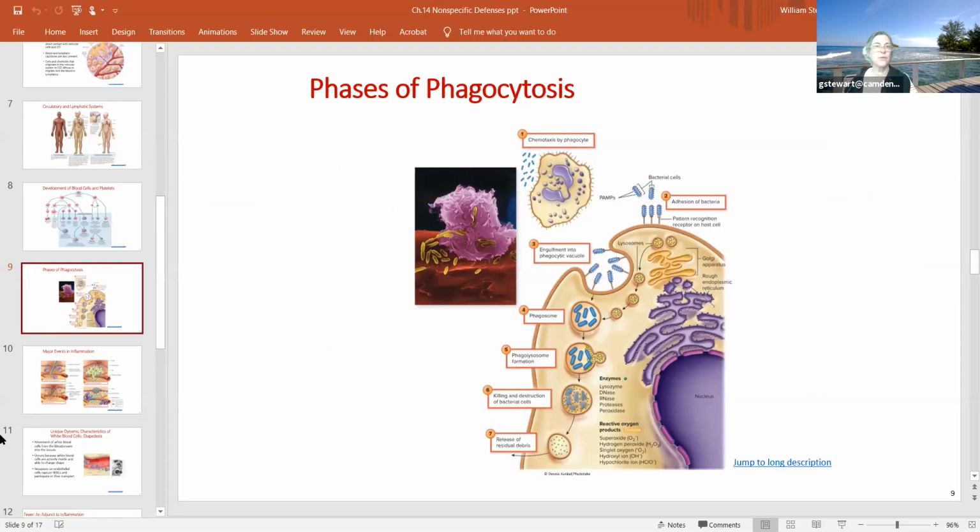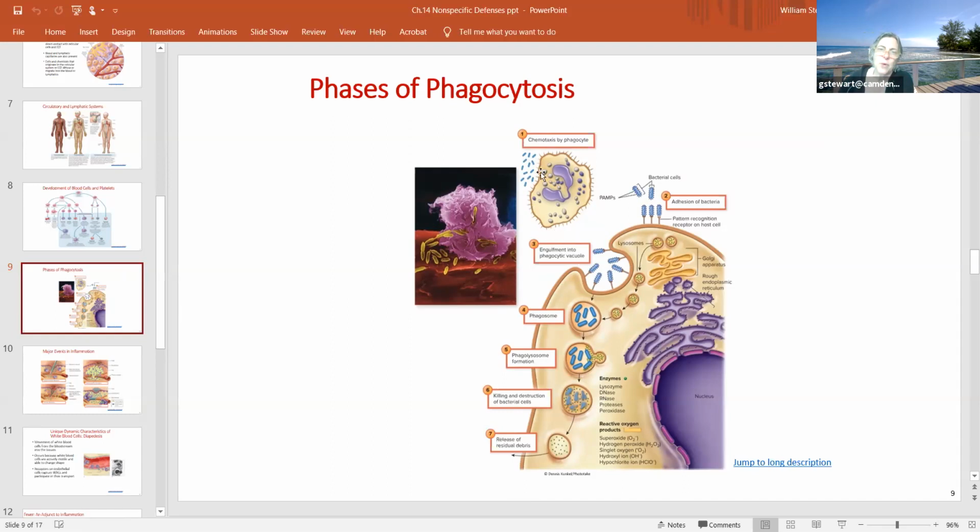This is panel 14.5 in your textbook, and your book has divided it out into 7 steps here. I'd like us to just take a look at some of the ones that might be new to us or steps that aren't overemphasized in other places that you've learned about phagocytosis.